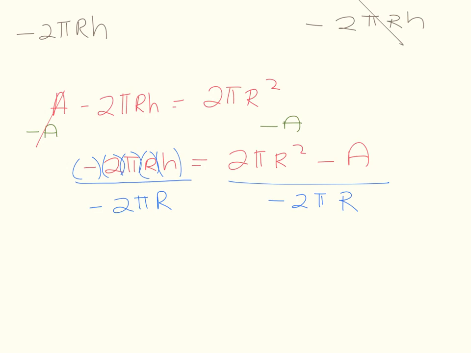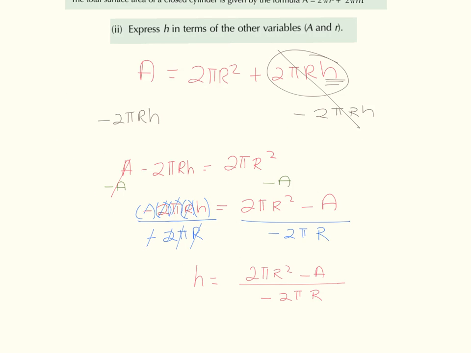And you can see that your minus and your minus will cancel. Your multiply by 2 and your divide by 2 will cancel. Your multiply by pi and your divide by pi will cancel. And your multiply by r and your divide by r will cancel. And you're left with h equals 2 pi r squared minus A all over minus 2 pi r. Now, that is essentially the correct answer.